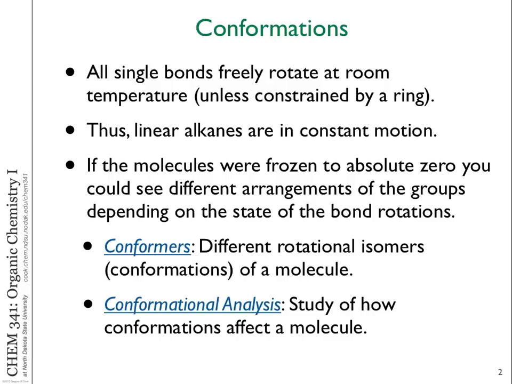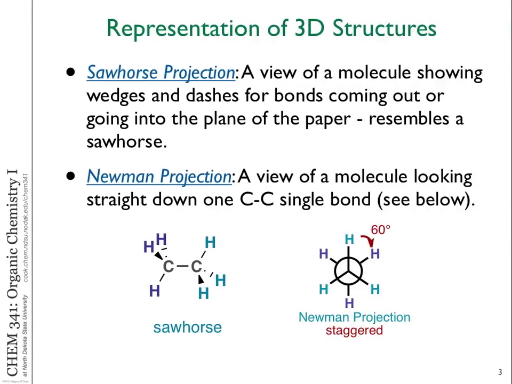And just to remind you of a couple of definitions, we refer to those different rotational isomers, as if they were frozen, as conformations or conformers of the molecule. And how we look at it, we call conformational analysis. It's important to be able to visualize the three-dimensionality of these molecules. So we looked at a couple of ways in which we try to represent that on paper. Remember, we can draw it as a sawhorse picture.